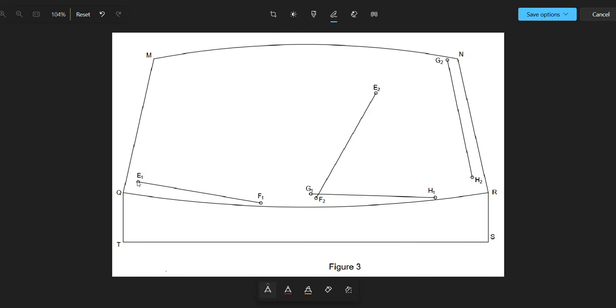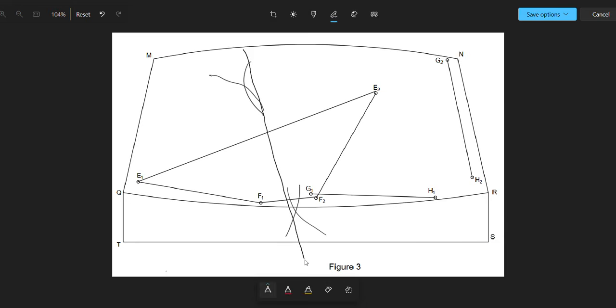draw a line from E1 to E2 and then from F1 to F2. You join this with a straight line, and then you join this also with a straight line. Okay. And now you bisect E1E2. Bisect this and then this. So you are going to get a line like this.